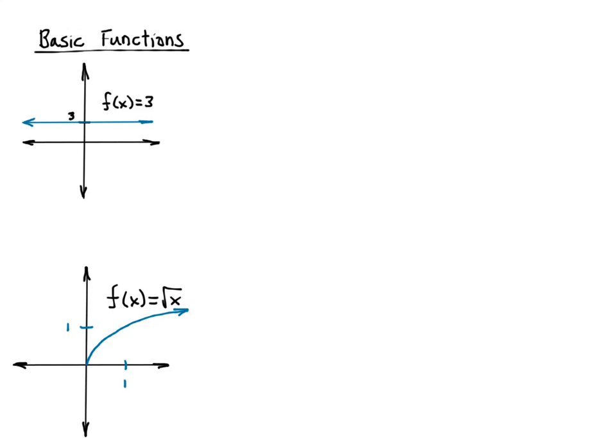Now if we have the square root of x, we take the square root of only positive numbers, right? And so the domain is going to be restricted on this thing, and we're going to go from 0 to infinity, and it's going to go through the point 1, because the square root of 1 is 1, and it's going to increase, but it's not going to increase like a line. It's going to be a curve that increases.